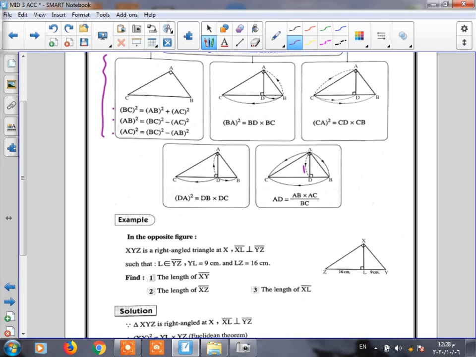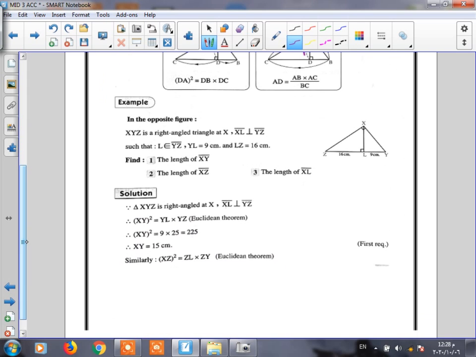Okay, let's start a question here to understand. He said to me, I have a right angle triangle, XYZ, and XL is perpendicular to YZ. These conditions make me use Euclidean theorem. Euclidean theorem applies to a right angle triangle that has an altitude from its right angle. Okay, first we ask you to get XY. I know that XY squared equal YL times YZ, and I have both sides.